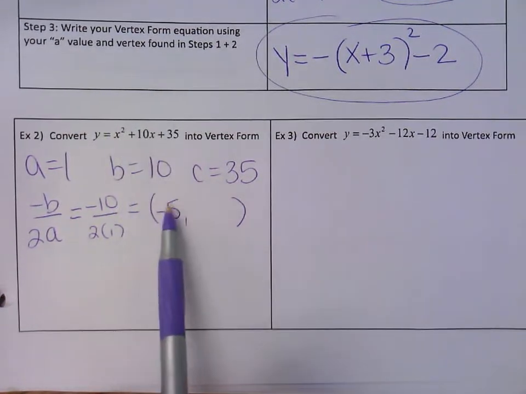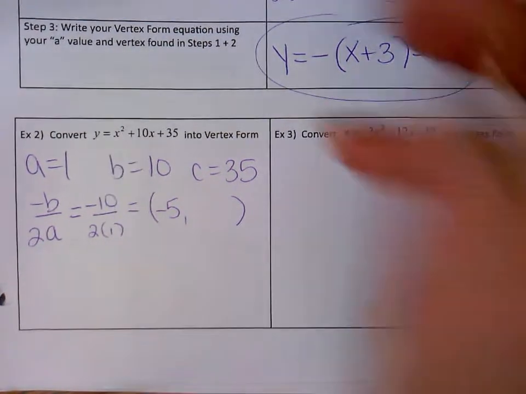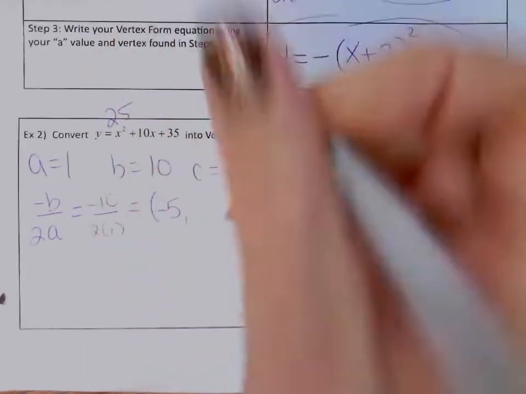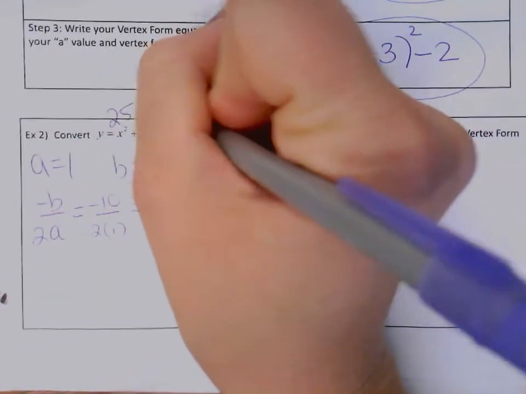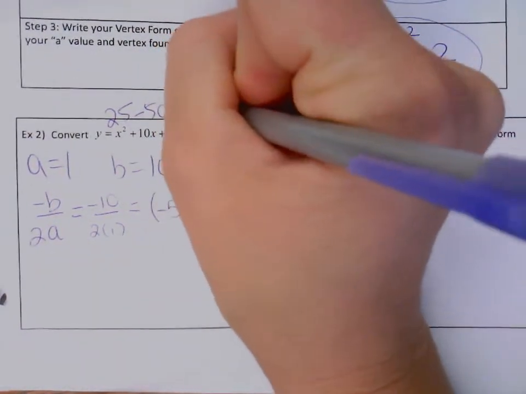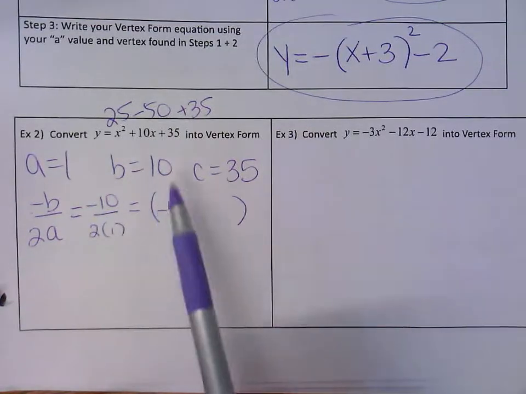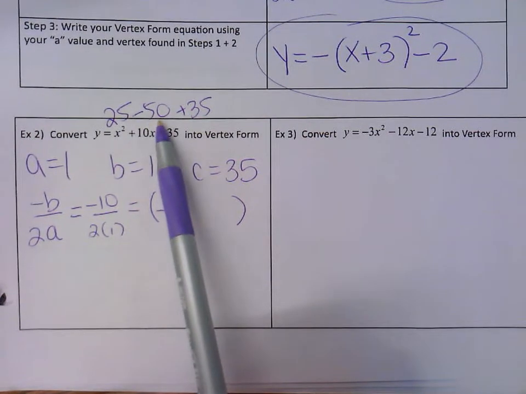It actually isn't as bad as it looks because negative 5, when you square it, gives you positive 25. And then 10 times negative 5 is just negative 50. So those are easy numbers to subtract. And then adding 35. So it gives you a total of how much for your y value? So what's 25 minus 50 plus 35?